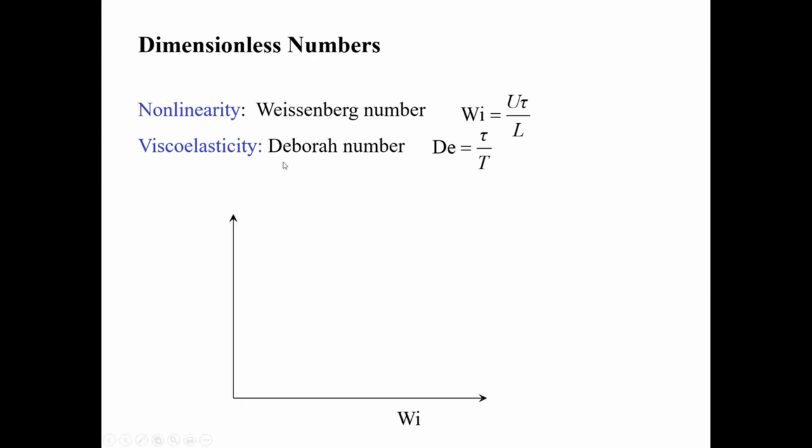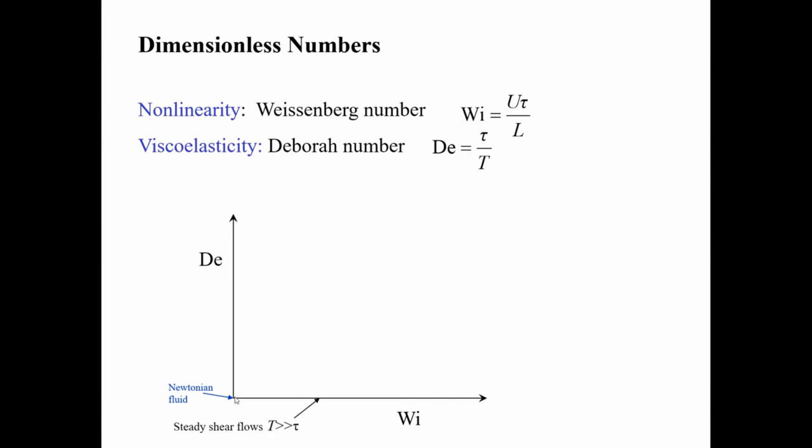Okay, so this gives us a way of sort of mapping out the space, because now I can think of an axis of Deborah number and an axis of Weissenberg number. And in this space, the Newtonian fluid is the intersection point of the axis. So Newtonian fluid corresponds to a Deborah number of zero and a Weissenberg number of zero.